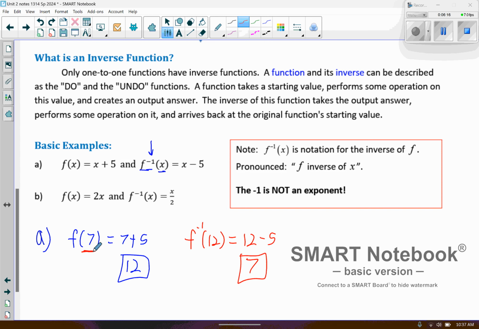That was my starting point. So I started at 7, plugged it in, got 12. Then I took 12, plugged that into the inverse, and it had undone what the original function had done. So the original function added 5, the inverse function removed that 5, and I went right back to where I was. And my second example, B, would be basically the same. So I plug in whatever I want, I'm going to double it. Then if I plug it into the inverse, I'm going to cut it in half. And so I'll just go right back to where I was. And I've got a little bit more of this on the next page to illustrate this.